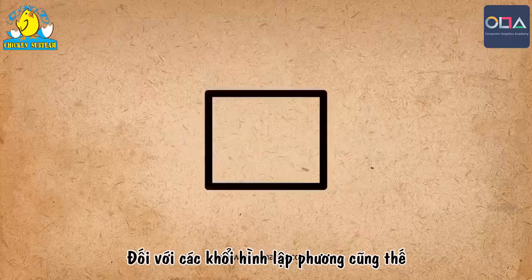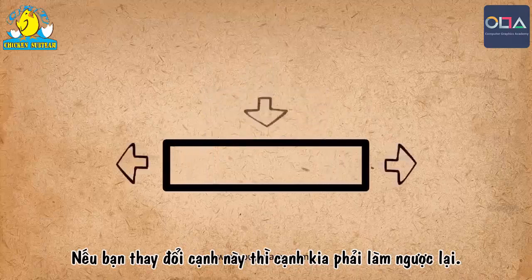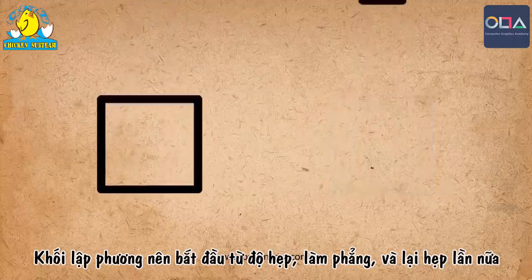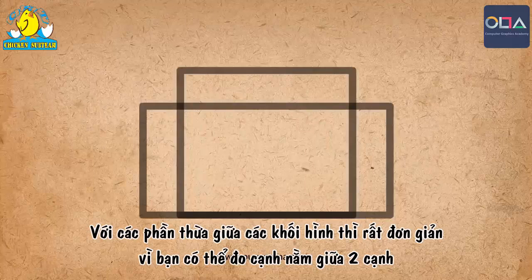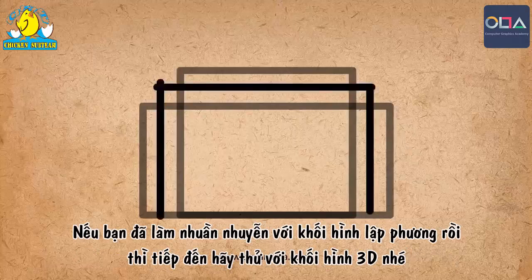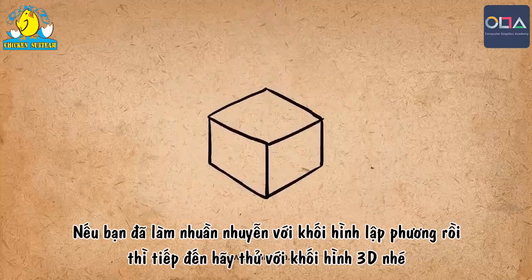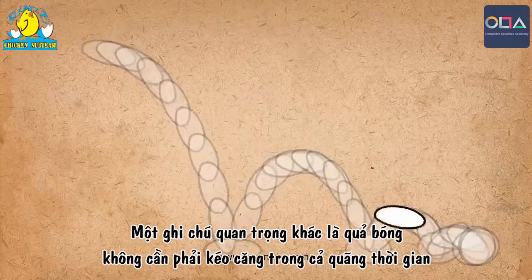The same goes with cubes. If you're going in with one line, the other lines must go in the opposite direction. The cube should start out narrow, get flat, get narrow again, and then rest. In-betweening with cubes is easy because you can measure the line in between the two lines and then connect them to make the cube. If you master squash and stretch with cubes, the next step is to try to do it in 3D.